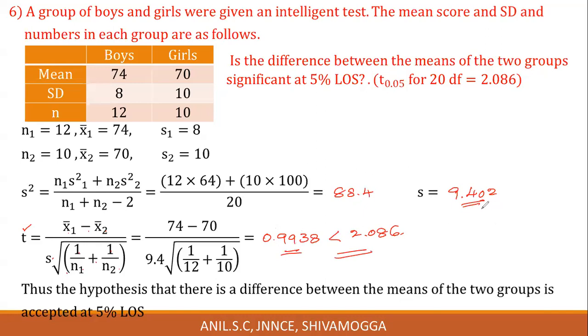So what will be the conclusion? The hypothesis is accepted. What was the hypothesis? There is a difference between the means of the two groups. That hypothesis is to be accepted because this statistic t is less than the table value. Thus, the hypothesis that there is a difference between the means of the two groups is accepted at 5% level of significance.